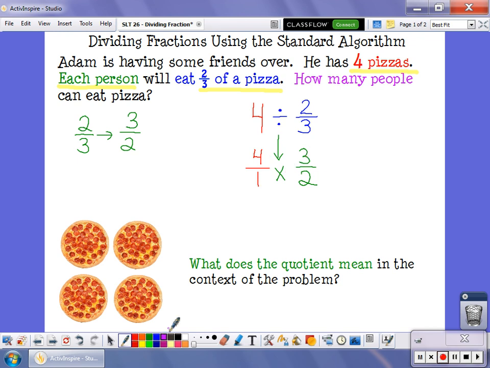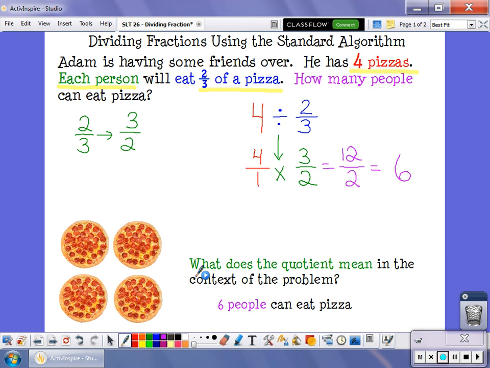When we multiply fractions, you multiply your numerator times your numerator. So 4 times 3 is 12, and 1 times 2 is 2. 12 halves, if we simplify it, becomes 6. So we know that in the context of this problem, it means that 6 people can eat pizza.